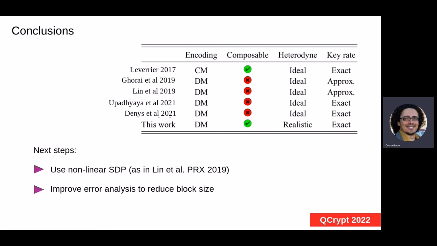with this kind of nonlinear optimization, which is expected to work much better. And then the other improvement is to improve the error analysis to reduce the block size. In fact, our estimation of the confidence interval for the finite size security analysis is far from being optimal, and there is room for improvement.